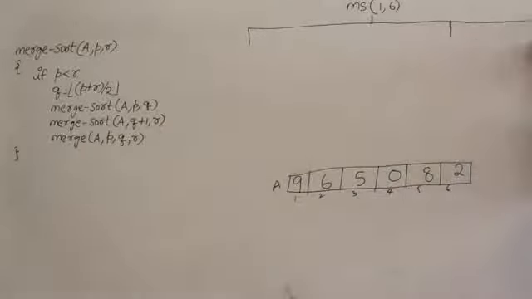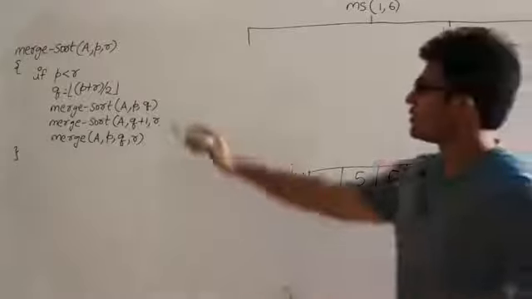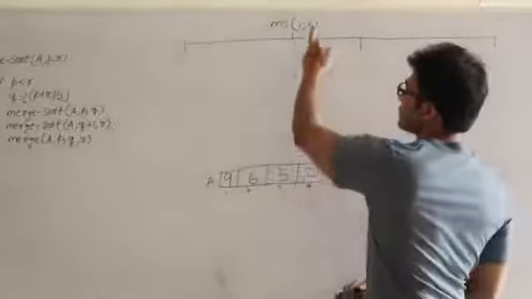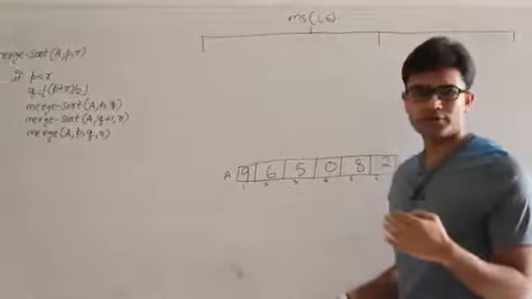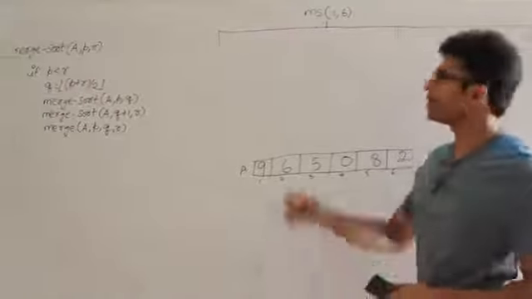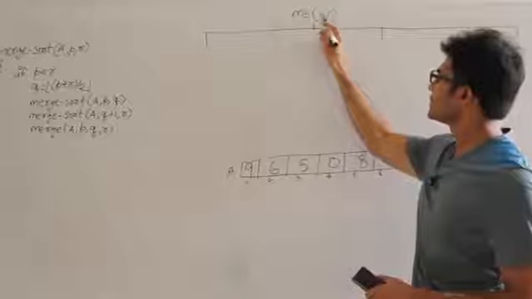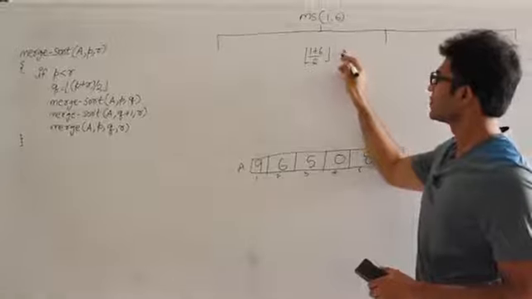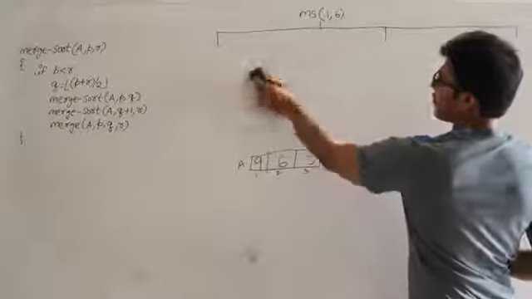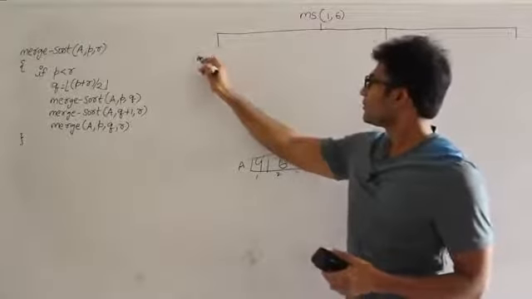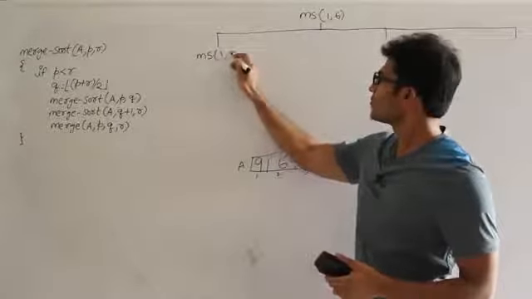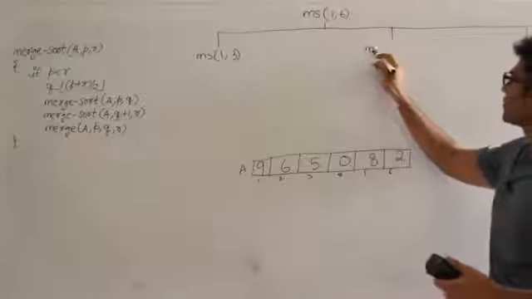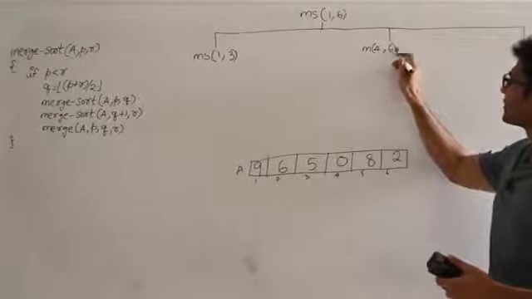Okay, and now what are the 3 children? First, merge sort is going to find out the middle. So what is the mid value for 1 and 6? 1 plus 6 by 2 is 3.5, and if I take the floor, it is going to be 3. Therefore I'm going to apply merge sort from 1 to midpoint, which is 3, and then I'm going to apply merge sort from 4 to 6, the remaining elements.